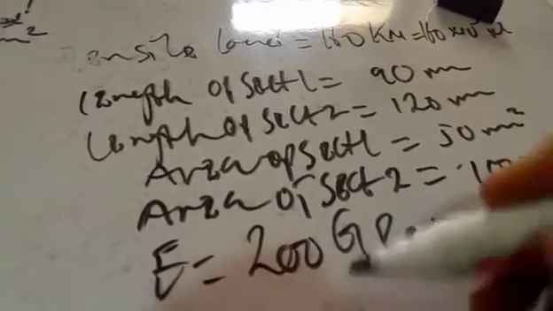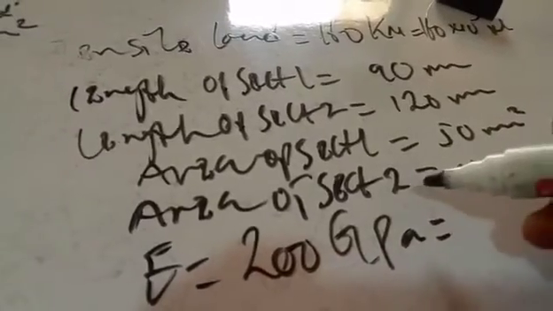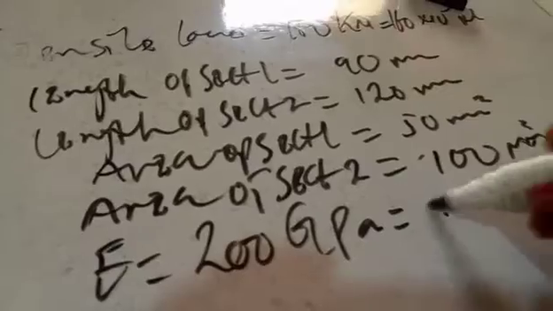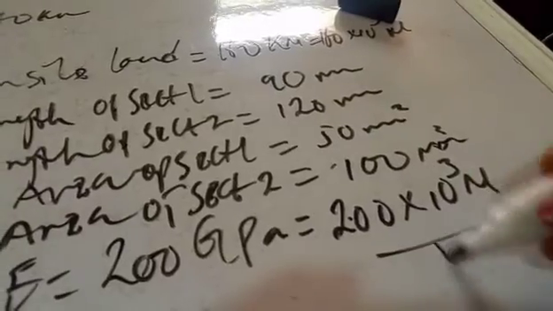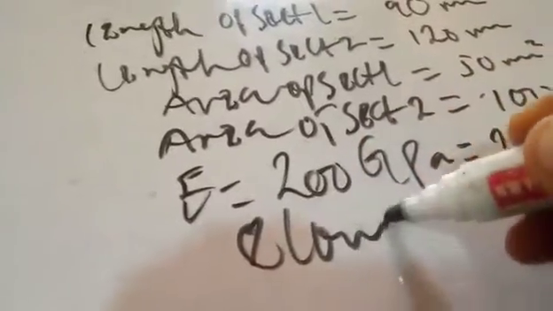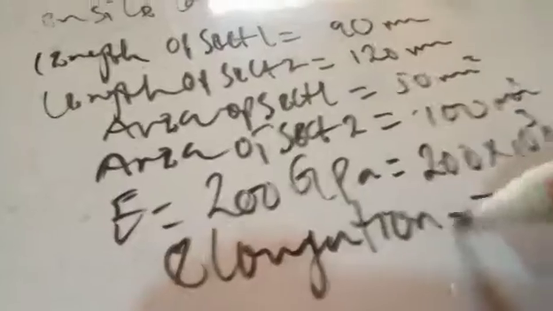I said earlier that you can convert this to kilonewton per millimeter square, or newton per millimeter square. But in this case, we'll be converting it to newton per millimeter squared. What we are expected to look for is the elongation, which is equal to dl. So let us solve that here.